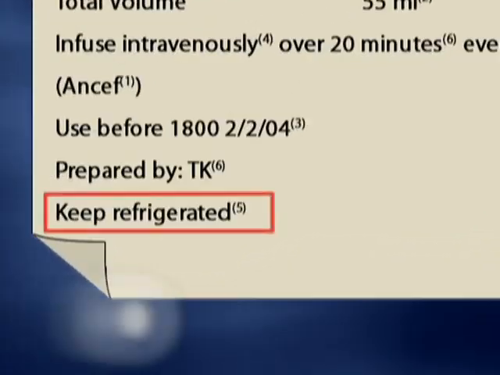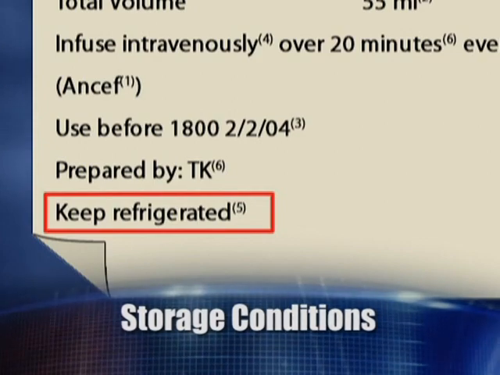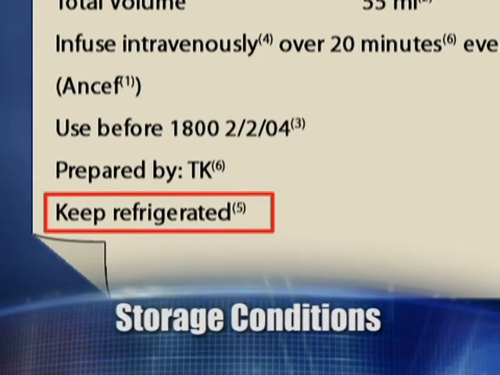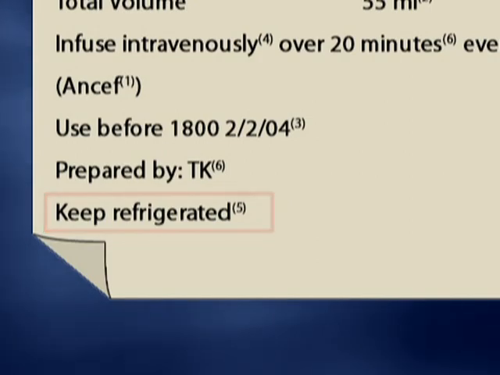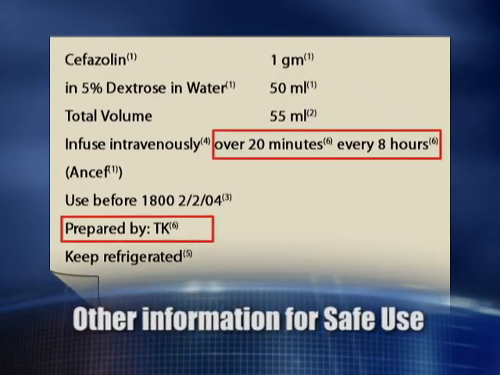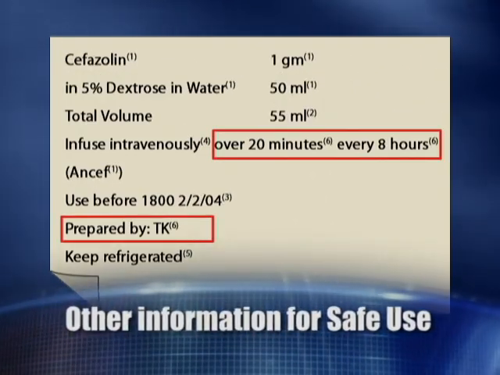Dose by an unintended route can be fatal. Section 5 contains storage conditions. Storage instructions can be put on the primary label or added as an auxiliary label. Finally, Section 6 provides other information for safe use.